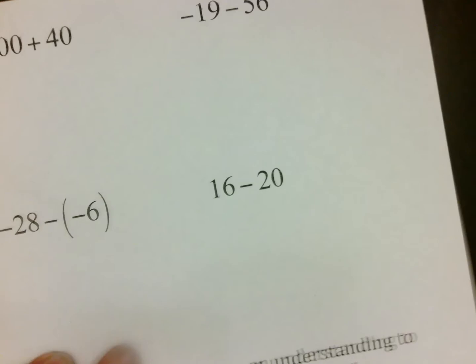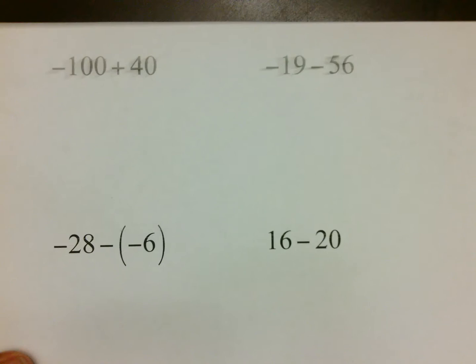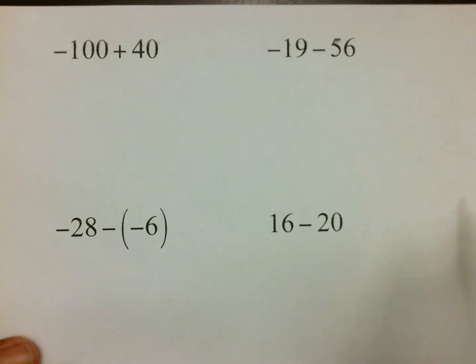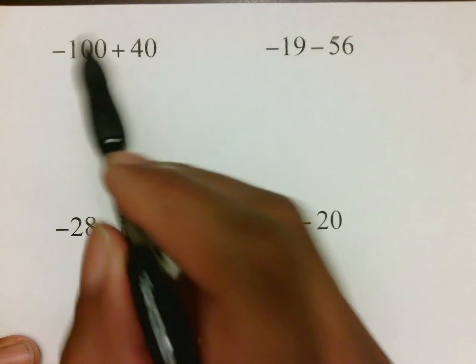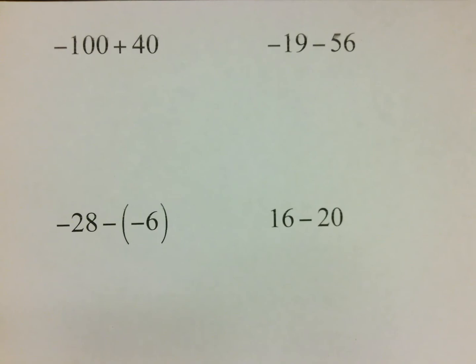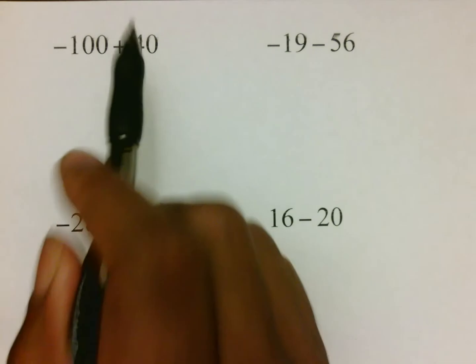So thinking through these real fast, because we don't have enough pennies and dimes for this, if you see something that says negative 100 plus 40, your first thought is, is this group going to get bigger or smaller? And that's all you have to think. Is this group going to get bigger or smaller? One group is negative, the other group is positive.